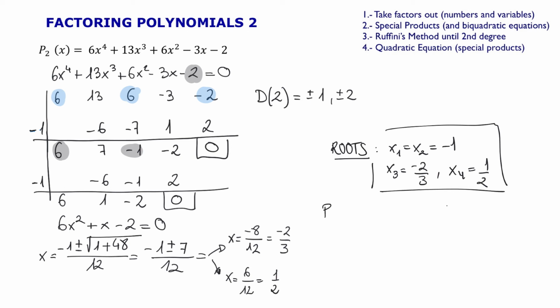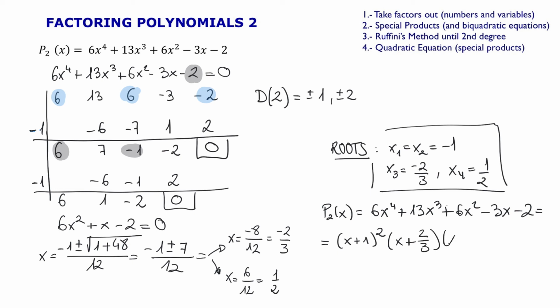Now we are going to factor the polynomial 6x to the fourth plus 13x cubed plus 6x squared minus 3x minus 2. And its decomposition is going to be a product of factors x minus the root, which means that we need to change the sign of the root. We have then x plus 1 squared, because the negative 1 is a double root, times x plus 2/3 times x minus 1/2.